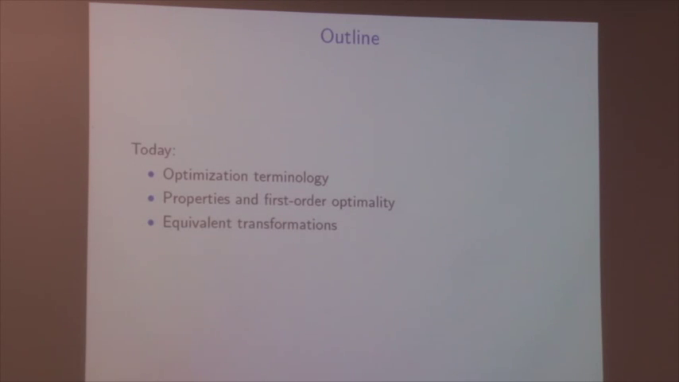Today we're going to talk about some basic optimization terminology, which we've already been kind of using, and talk about what the properties of solutions to optimization problems are. And then we'll go into something that you'll see will be pretty useful throughout the course, which is how we can manipulate optimization problems to make them easier to solve. Sometimes this means making a non-convex problem a convex one.